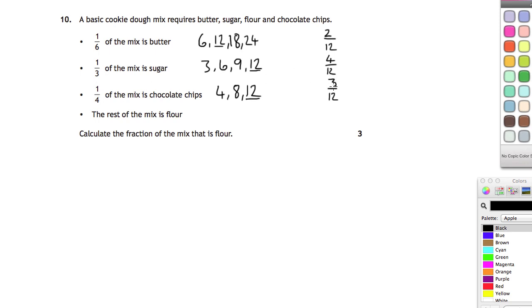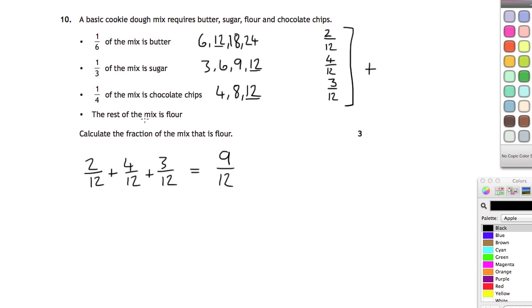So what we've now got is the butter, sugar and chocolate chips all as fractions with 12 being the denominator. So we can add all these up together. Now you get your first mark for converting them into something with a common denominator. We then add these together. 2 twelfths plus 4 twelfths plus 3 twelfths, and that leaves us 2 plus 4, that's 6, plus 3 is 9. 9 twelfths is the first 3 lots of ingredients.